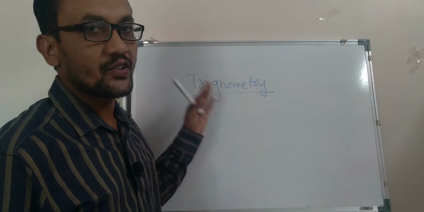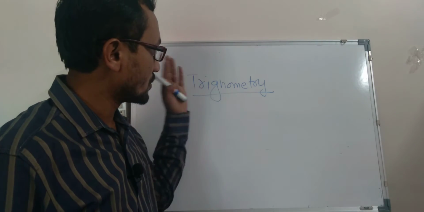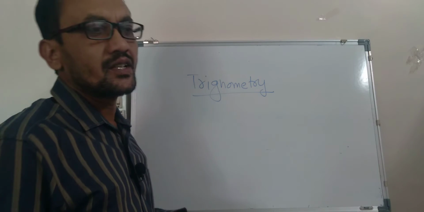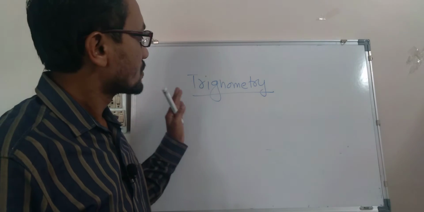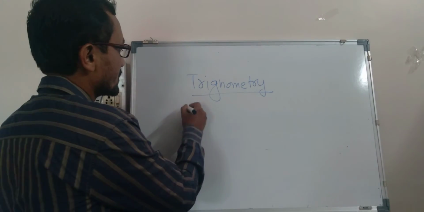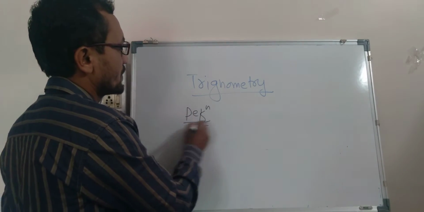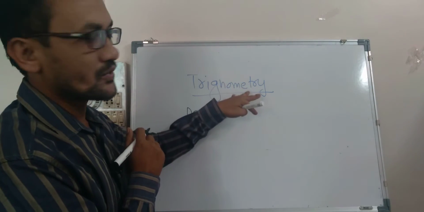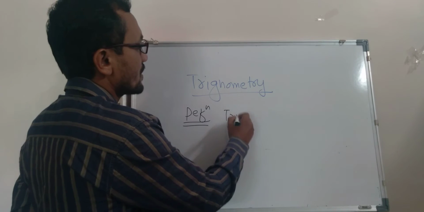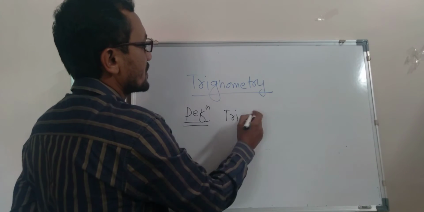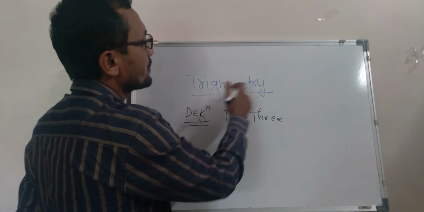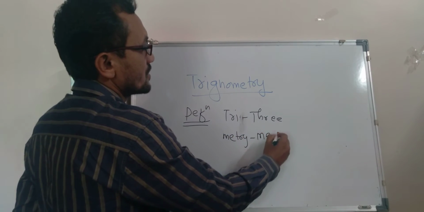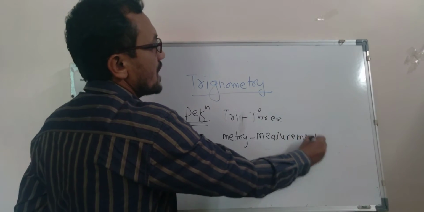First of all, what do you mean by trigonometry? We will see the basics of this branch of mathematics, which is very important in industrial and many other applications. We will just see the definition. The word trigonometry is a mix of tri and gonometry. Tri means 3, and gonometry means measurements. So we have 3 measurements.